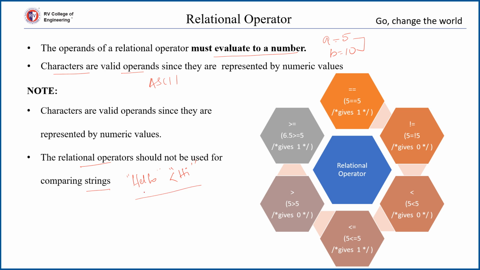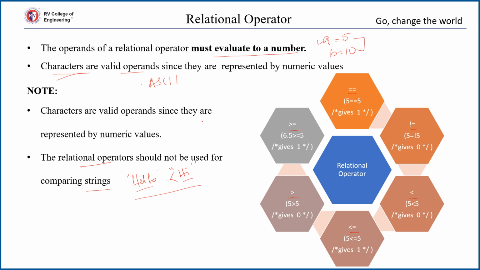So avoid using these operands for a relational operator. Use either numbers or you can make use of characters as the operand. Now, what are the various relational operators available to us? Equality is also considered to be a relational operator. We have greater than or equal to, greater than, less than or equal to, and less than.